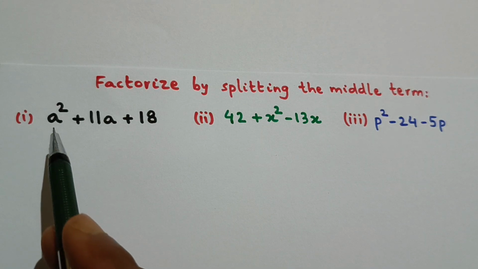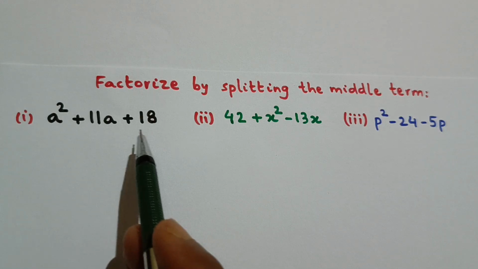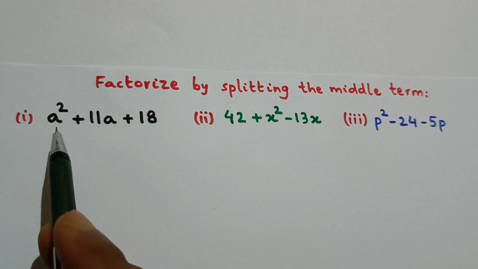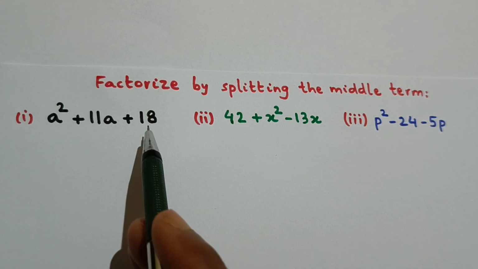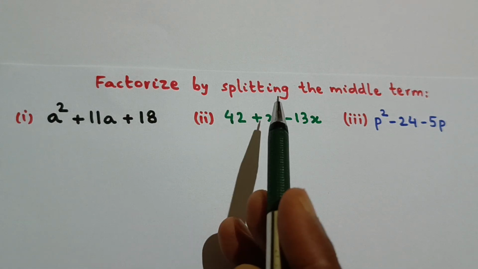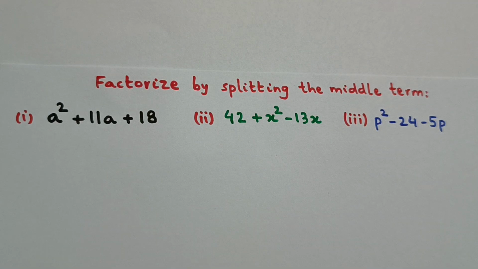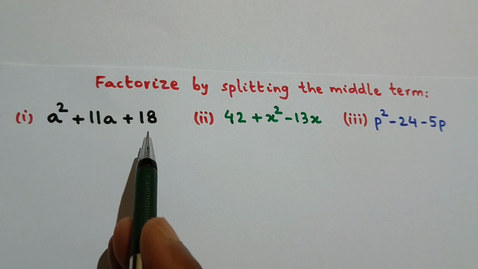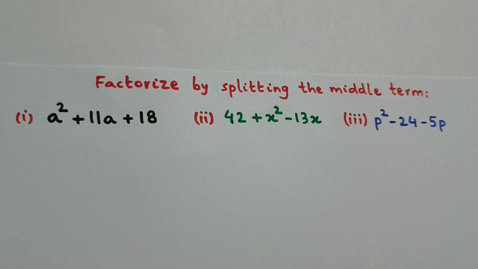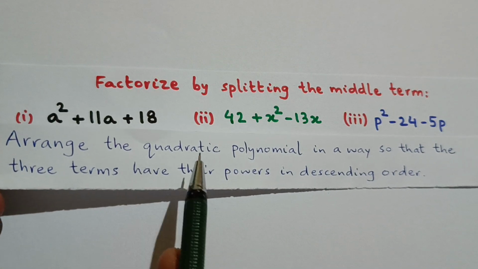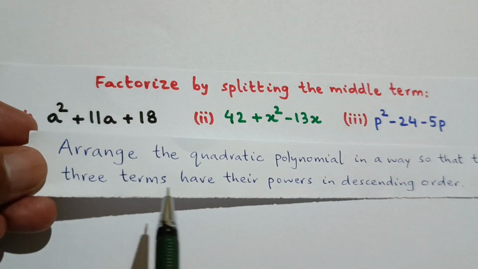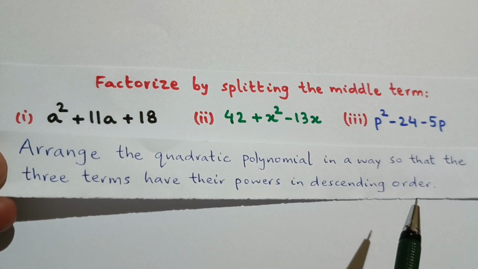In question number 1, we have been given this quadratic polynomial in A. We have to factorize this quadratic polynomial in A by splitting the middle term. Before solving the question, we have to keep one rule in mind, and that rule is: arrange the quadratic polynomial in a way so that the 3 terms have their powers in descending order.